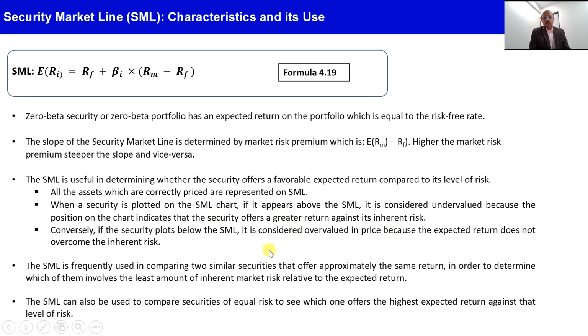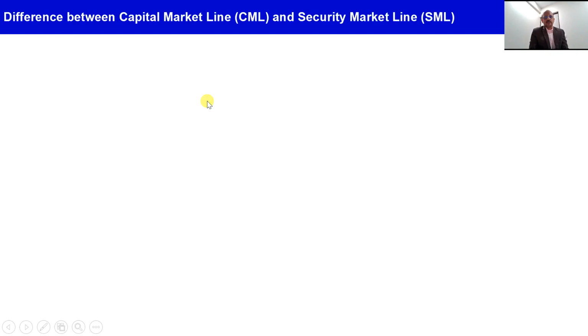So this is very useful to compare two assets, two securities. We can calculate which is giving the best return for a given level of risk, or the expected level of better return for a given level of risk. That can be compared by using this formula: RF plus beta times RM minus RF. So this is a very important concept in the security market.